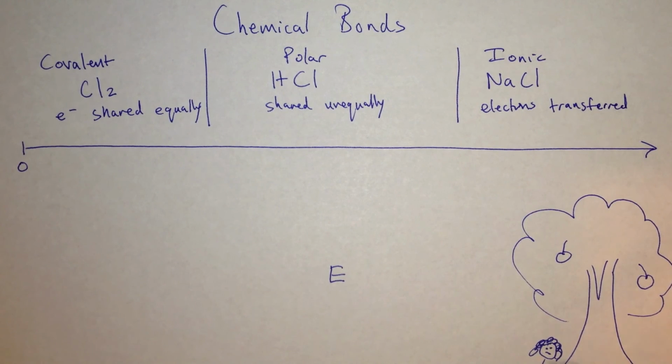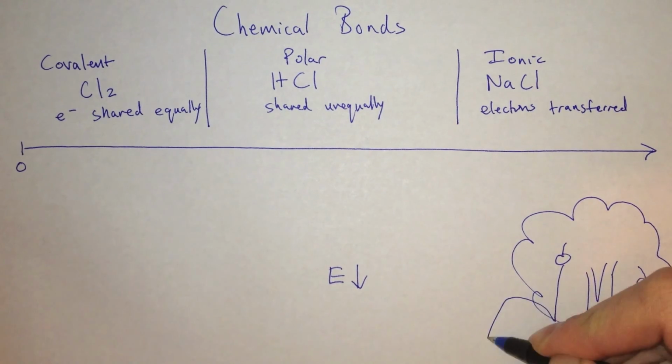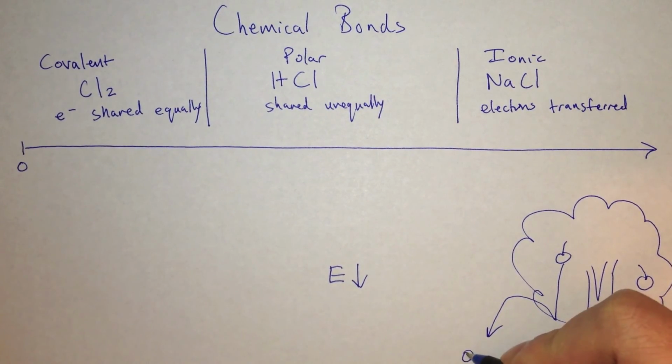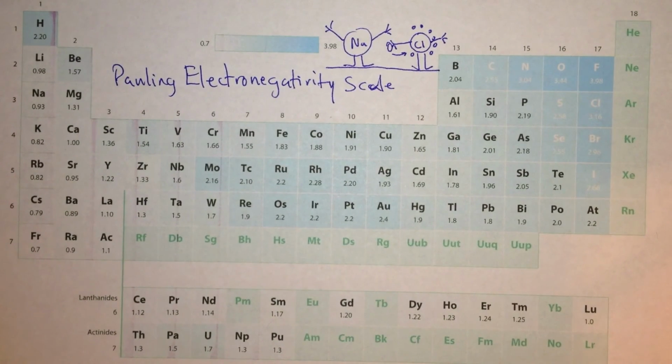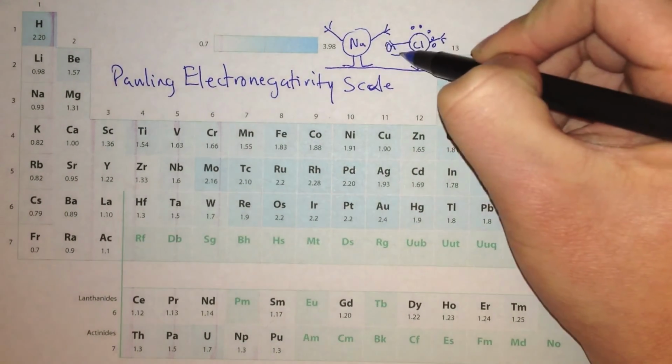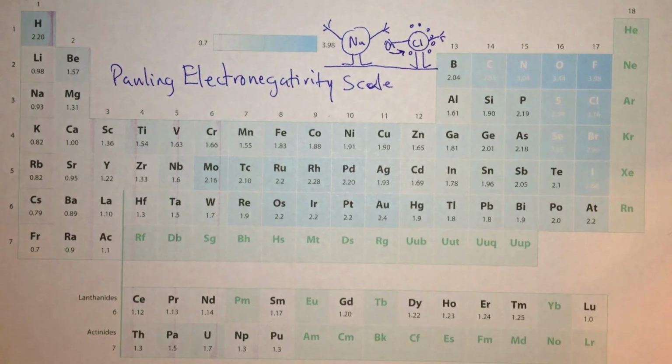This happens because the compounds, when they bond, try to reduce their energy, just like an apple falls off Newton's head in order to reduce its gravitational potential energy. We categorize these compounds by their electronegativity. Electronegativity is an arbitrary measure of how much an atom pulls on another atom's electrons in a bond. The Pauling scale is one of them.